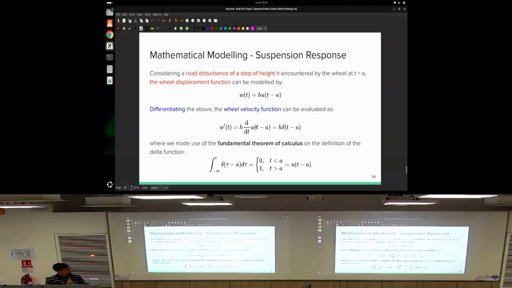So we are just going to imagine that there is a road disturbance of a step of height h, encountered by the wheel at t equals a, right? So as the vehicle is rolling along the road, then at t equals a, suddenly it mounts a curb.